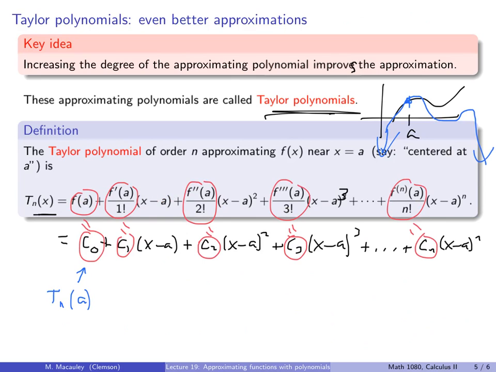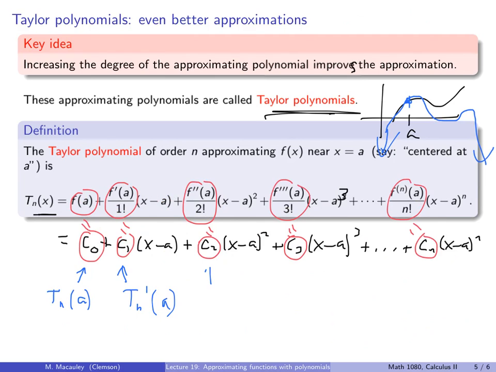Okay, so how do I find c1? Well, if I take the derivative of this, the constant term goes away. This becomes a constant term, and then I have all these other terms, but if I plug in a for x, all of those get killed off as well. So this c1 term is just what I get when I take the first derivative. Again, that kills off the previous term, plugging in a kills off all the remaining terms, and that's my c1.